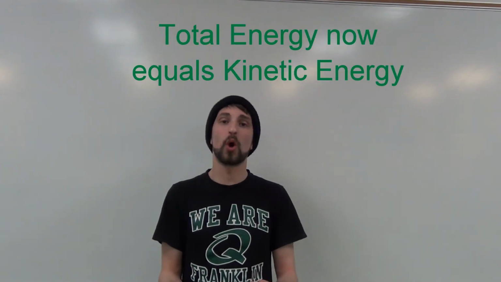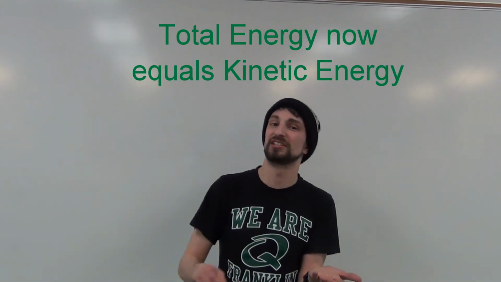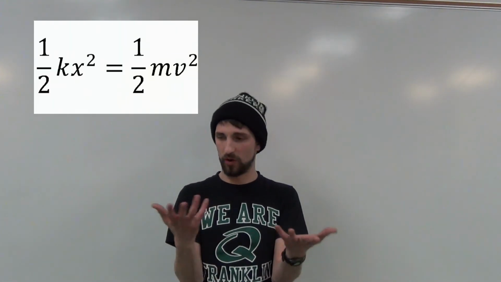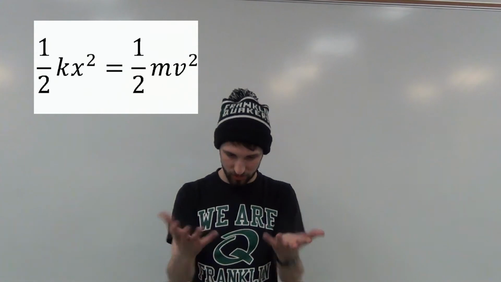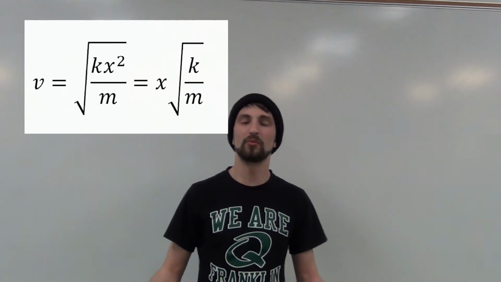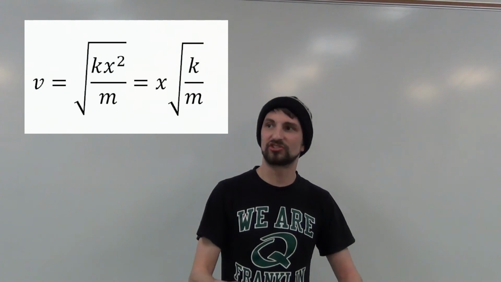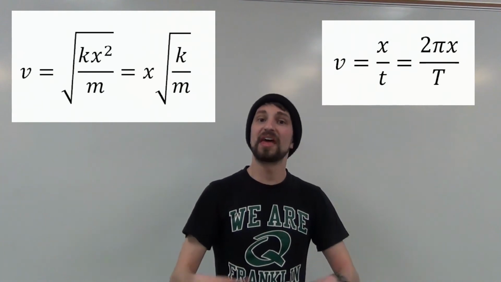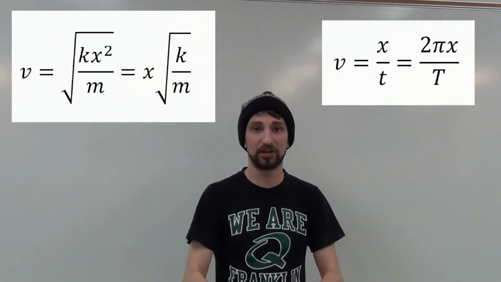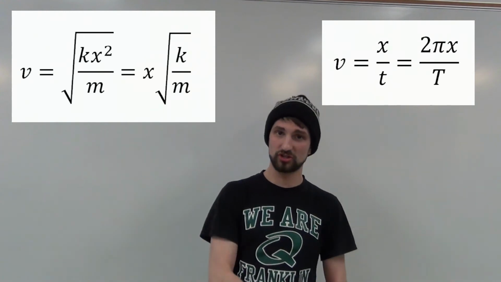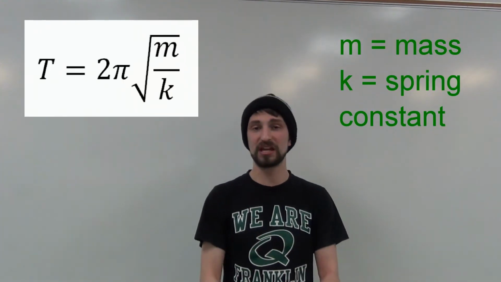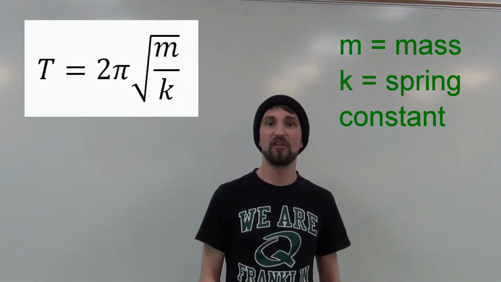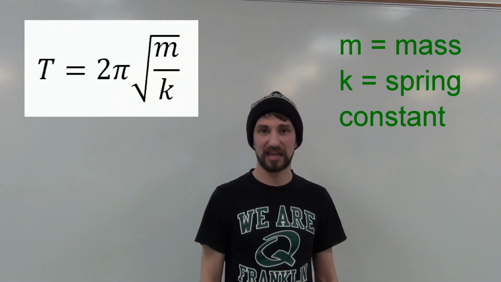So I can set the total potential energy before equal to the total kinetic energy after. So 1/2 kx squared is equal to 1/2 mv squared. I set those two equal, solve for velocity, and then realize that velocity is just distance over time, not worrying about direction. And then I can solve for time in terms of period, which will give me another equation on your equation sheet. The period of a mass spring system is equal to 2 pi times the square root of the mass over the spring constant k.